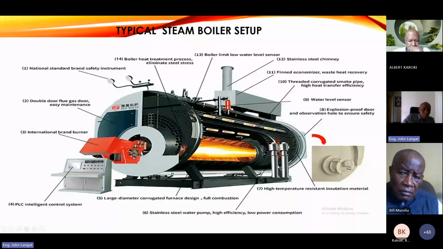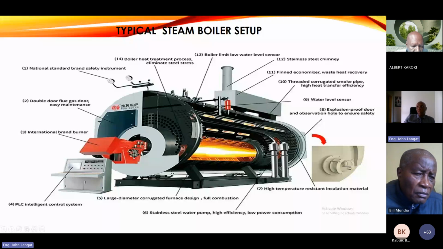Then number 1 here, we have the safety instruments. That is the temperature gauge and the pressure gauge. The pressure gauge will give you a readout of how much pressure your boiler is operating at any one time. Normally, like say for the tea sector, most boilers are designed to operate at 10 bar.